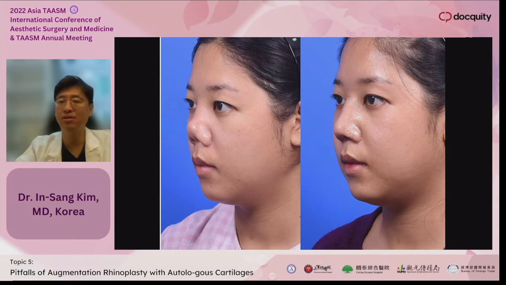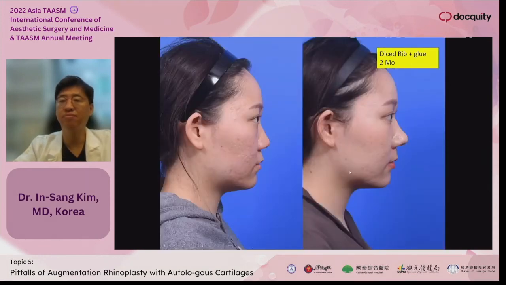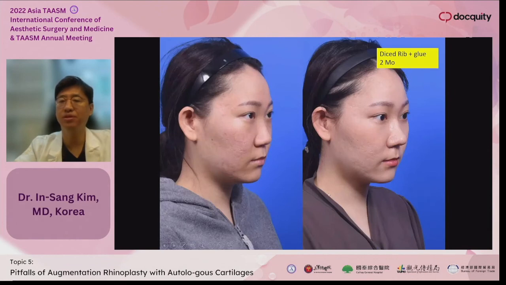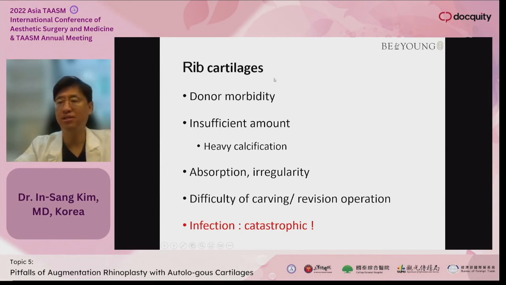But I want to say that diced rib can be infected also. In this case, with the diced rib, you can see an irregularity problem of the dorsum. So there are many problems related to the rib cartilages. If it is infected, the result can be catastrophic.